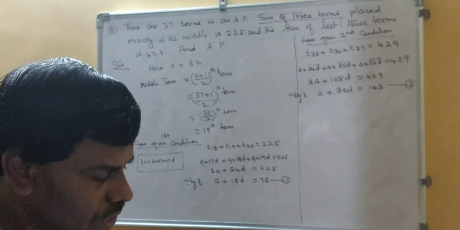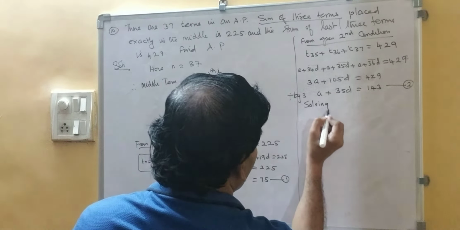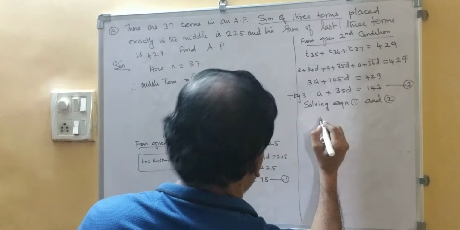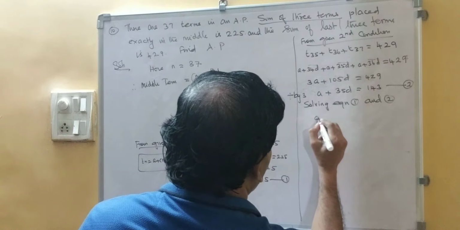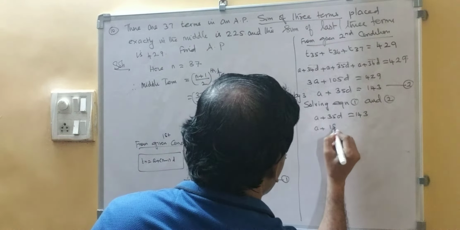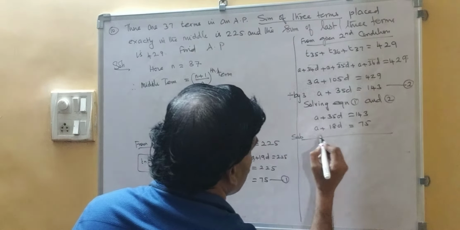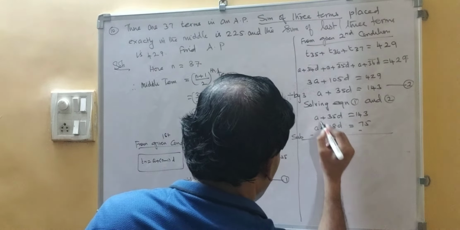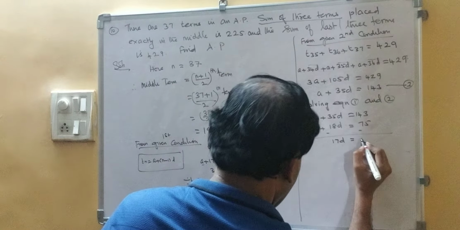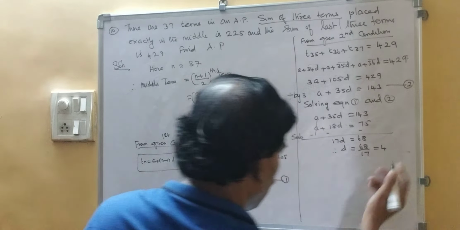Now we have got 2 equations, right? So we have to solve them. Solving equation 1 and 2. First we will write this one, the bigger one, A plus 35D equal to 143, and A plus 18D equal to 75. See here, same coefficient, subtract. So what will happen is 17D equal to 68. Therefore D equal to 68 upon 17 equal to 4.